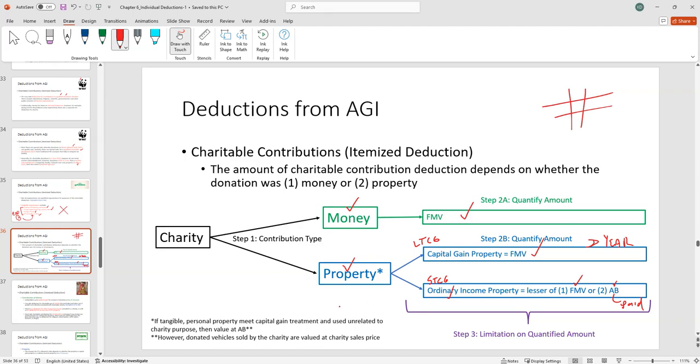We will see there's an exception. Up here under the capital gain property, if it would be tangible personal property and you meet that capital gain treatment and we know that the charity is going to use it in a way unrelated to its charitable purpose, then we depart and use the adjusted basis. So the general rule here is fair market value. The exception is adjusted basis when it's tangible personal property. The exception to the exception, this is like going three layers deep, would be if you give a vehicle. Then if you give a vehicle to the charity, it's worth whatever they sell it for.